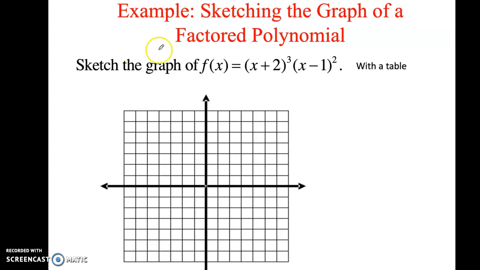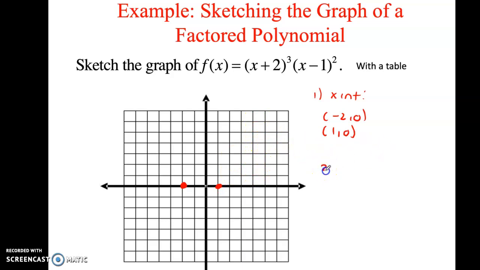So the first step is we're going to list the x-intercepts. The x-intercepts here are going to be (-2, 0) and (1, 0). Just set them equal to 0 and solve. So we're going to plot that, (-2, 0) and (1, 0). I'm making each of these tick marks equal to 1.